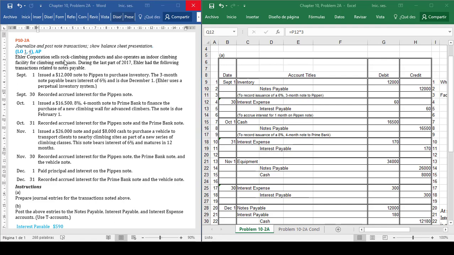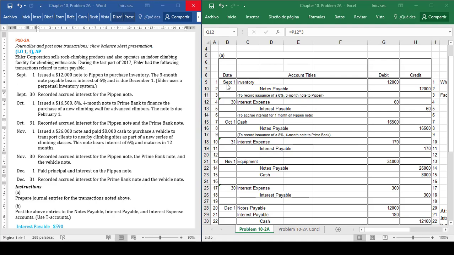Elliott Corporation sells rock climbing products and also operates an indoor climbing facility for climbing enthusiasts. During the last part of 2017, Elliott had the following transactions related to notes payable. On September 1st, issued a $12,000 note to Piken to purchase inventory. It is a 3-month note payable with interest of 6%, due December 1st. Elliott uses the perpetual inventory system.